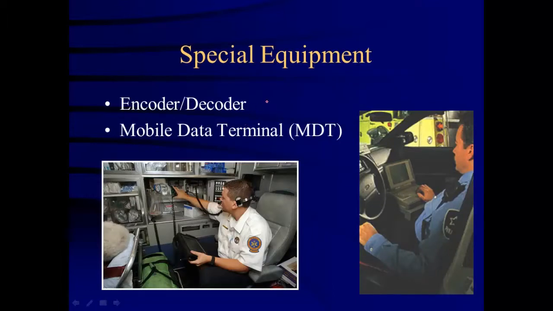There is also some special equipment, an encoder and a decoder. An encoder encodes a message and a decoder decodes the message. There's also a mobile data terminal, and this is a kind of an old picture. They're much newer these days, but the mobile data terminal is going to be basically a computer in your ambulance or fire truck.